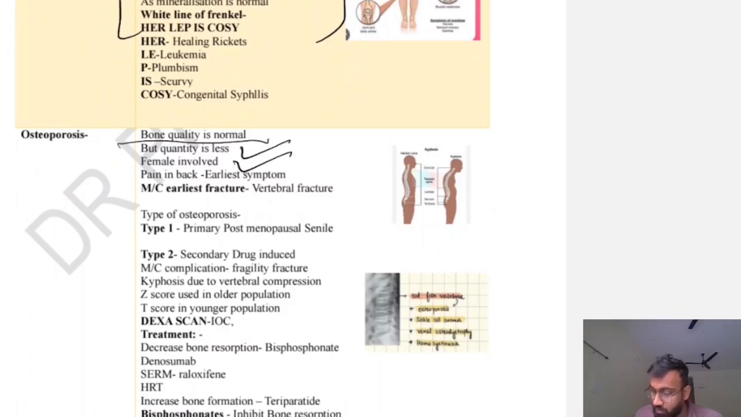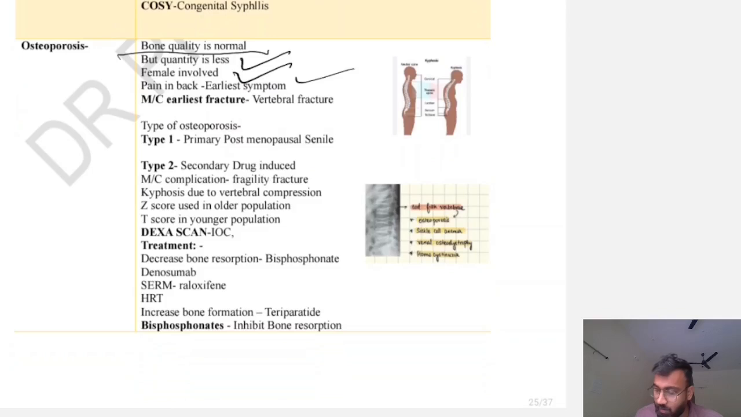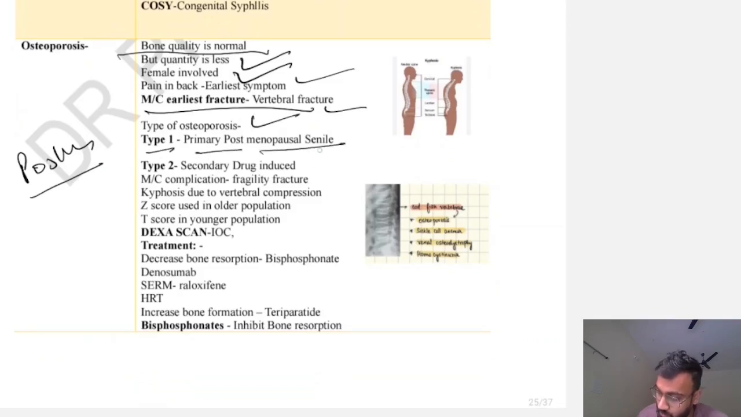Okay, female is involved most commonly. It is seen in the postmenopausal phase in most of the cases. Earliest feature is vertebral fracture, the earliest fracture. Type of osteoporosis: type 1 is primary postmenopausal senile osteoporosis. Type 2 is secondary, drug induced. Most common complication is fragility fracture.